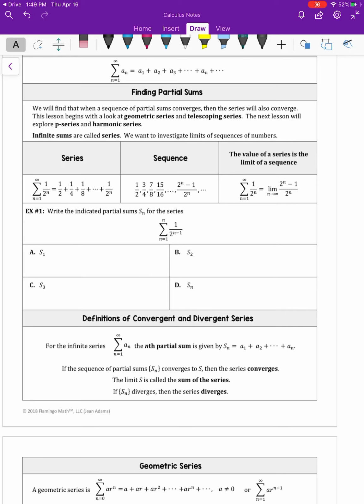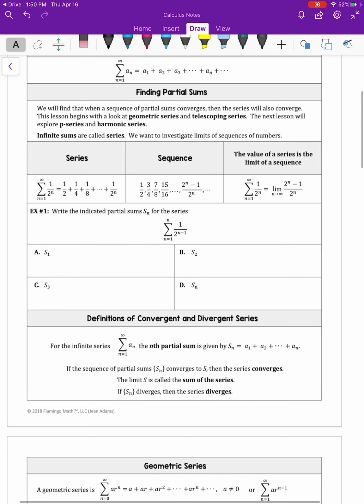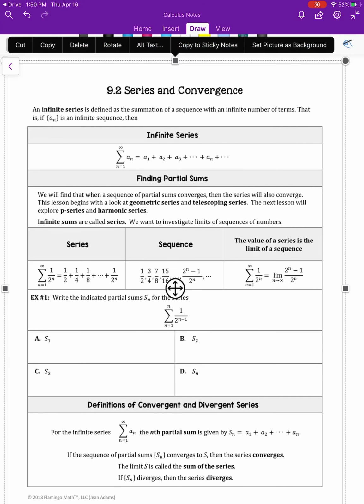A sequence would be something where you're just listing values. Notice that there's no plus sign in between them. It's just a list of numbers. The value of a series is the limit of a sequence. So if I wanted to look at the summation from n equals 1 to infinity of 1 over 2 to the n, it would be equivalent to the limit of 2 to the n minus 1 over 2 to the n.